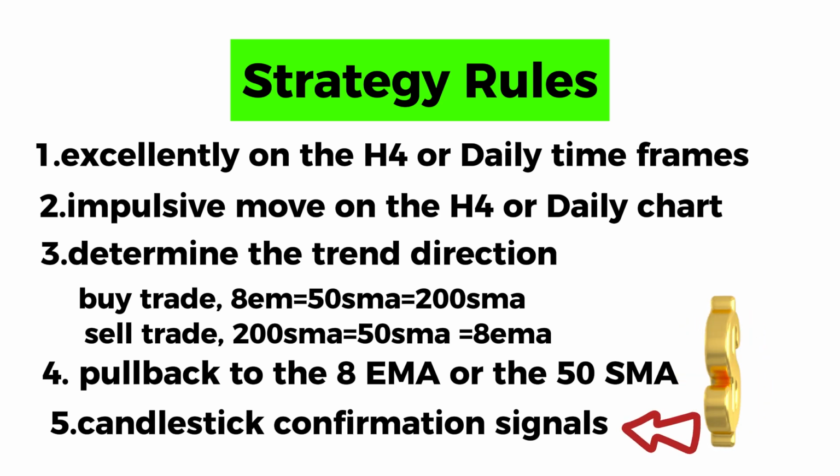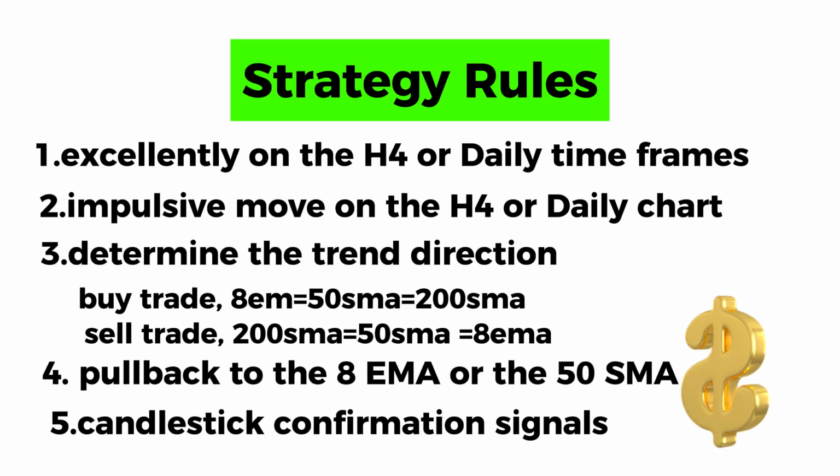Lastly, when the pullback occurs, we look for a candlestick confirmation signal. For a buy trade, we wait for a close above the 8 exponential moving average, and for a sell trade, we wait for a close below the 8 exponential moving average. It's that simple. This rule-based strategy will protect you from taking low-quality trades, thus safeguarding your capital. Now let's examine some examples, starting with the buy illustration.